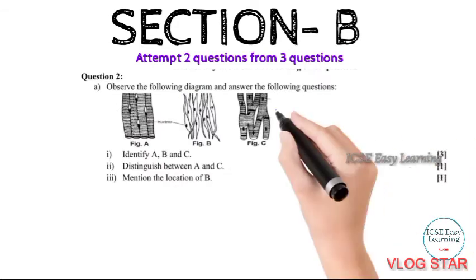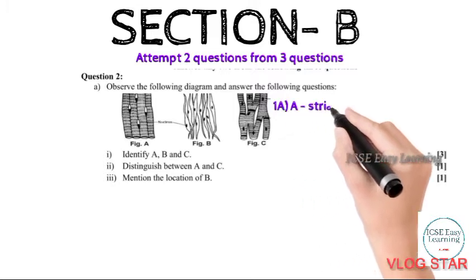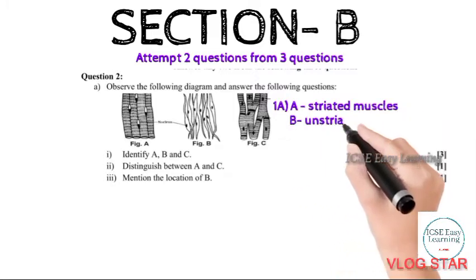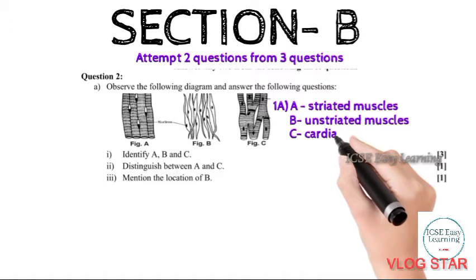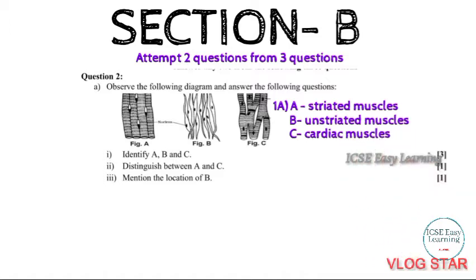Question number 2, 10 marks. A bit: Observe the following diagram and answer the following questions. It consists of 5 marks. Question 1, 3 marks: Identify A, B and C. The answer is A is striated, B is unstriated and C is cardiac muscles.